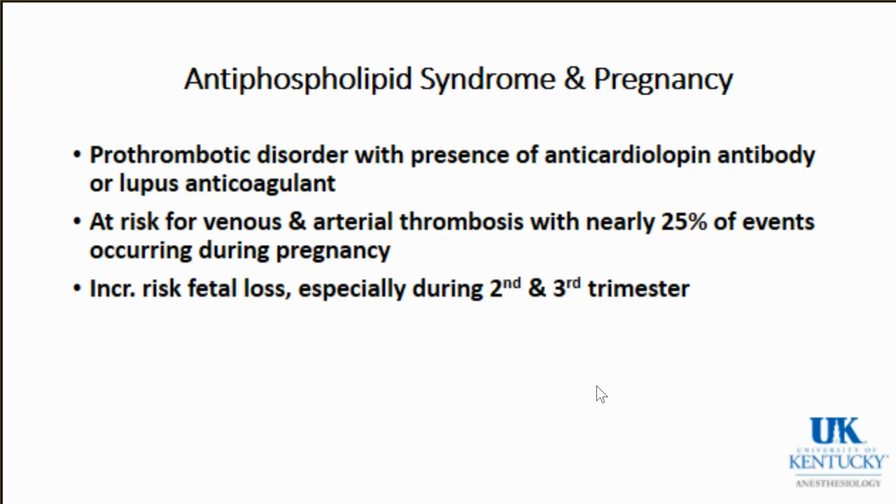This was another topic that I guess was on there a year or two ago that I was supposed to talk about. So antiphospholipid syndrome. It's a prothrombotic disorder that you will see with either anticardiolipin antibody or lupus anticoagulant. These patients are at risk for VTE, with nearly 25% of events of VTE occurring in people with this disorder when they are pregnant. They also have an increased risk of fetal loss, especially during the second and third trimester.